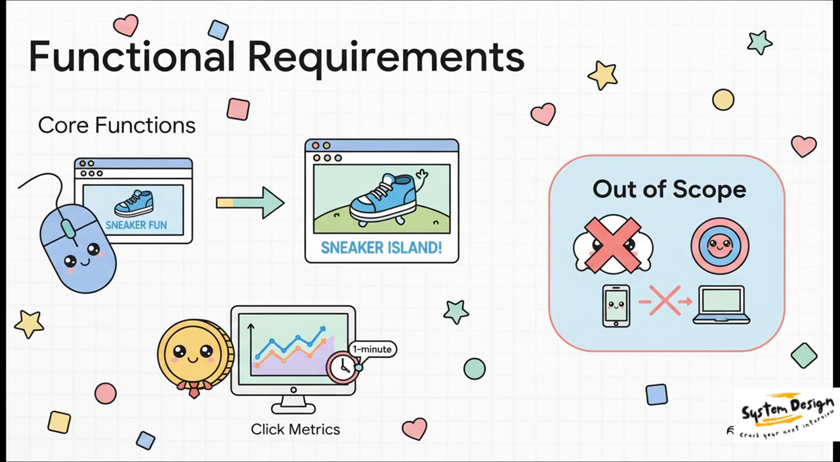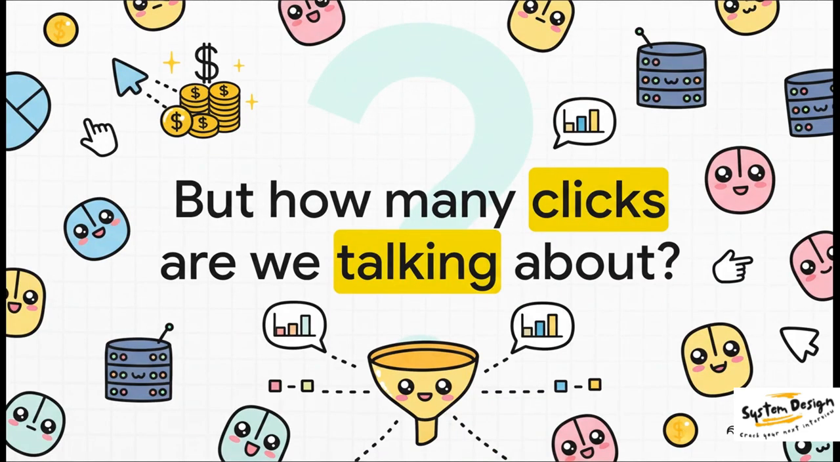Job number two, the advertiser needs to see how many clicks their ad got, and they need to see it right down to the minute. We also have to be really clear about what we're not building, like the system that decides which ad to show you in the first place. That's a whole different beast. So this all sounds pretty straightforward. But the real challenge in system design isn't just about the what, it's always about the how many.